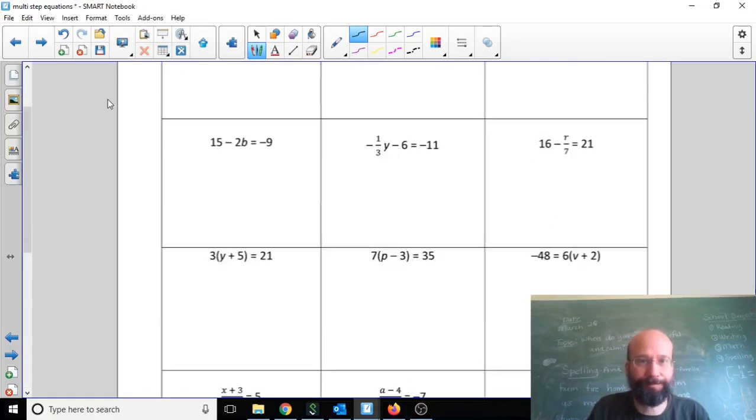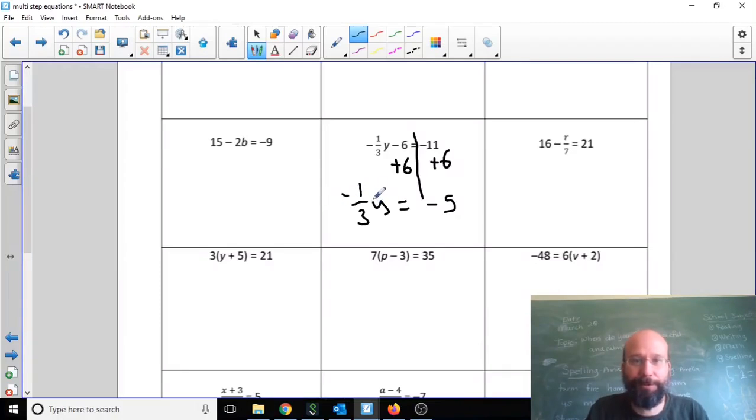So let's do another one with the division in it. So we have a division and a subtraction. We're solving for y. We're going to do this one first. Again, we want to remember to start with our addition or subtraction. So we're going to start with this negative 6. The opposite of subtract is add. Over here we have negative 1/3 y equals negative 11 plus 6 is negative 5.